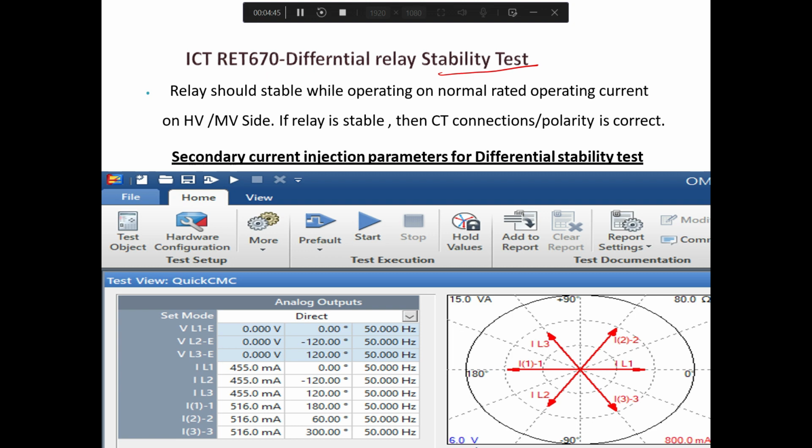So now what is the next step that we have to follow? If you see here, there are three voltage channels, VL1, L2, L3, and we don't need these for differential relay testing.